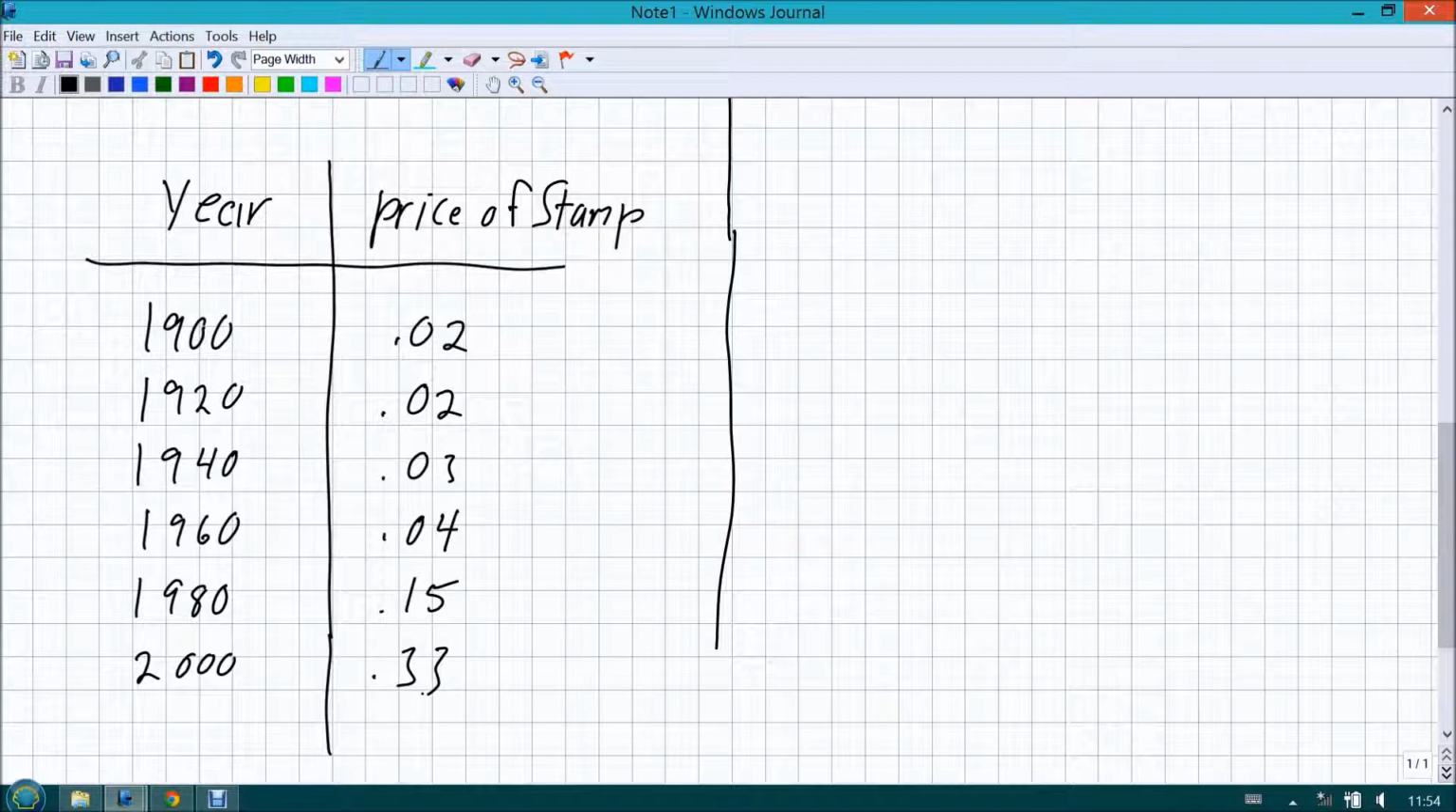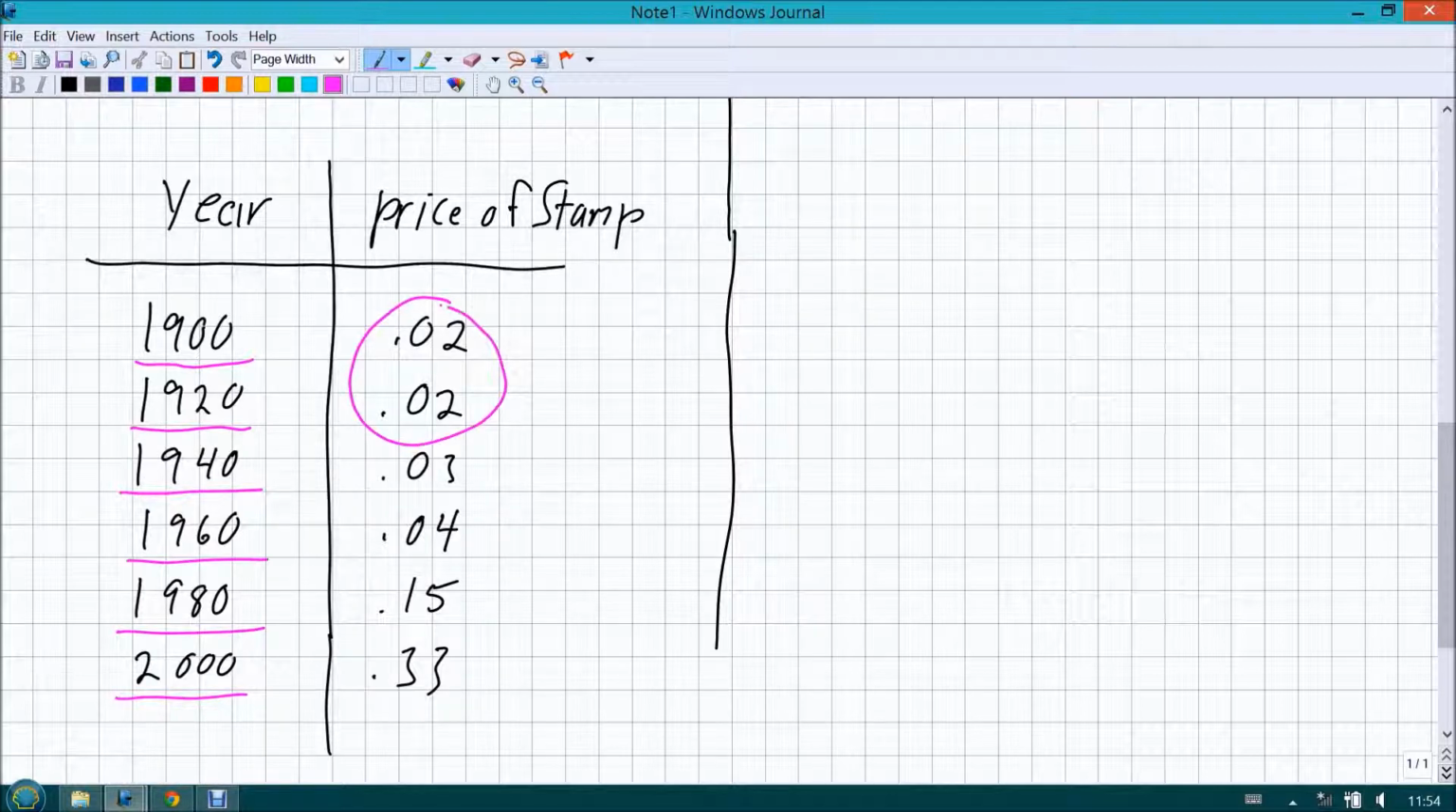Now, if we're looking at this, is this relation a function? Well, every input is unique, right? 1900 is different from 1920, different from 40, 60, 80, and 2000. And if we look at the price, even though the prices repeat a couple of times, it's still only one price. In 1900, it was 2 cents, period. In 1920, it was 2 cents, period. In 1980, it was 15 cents, period. So in this case, we have a relation where every input has exactly one output.